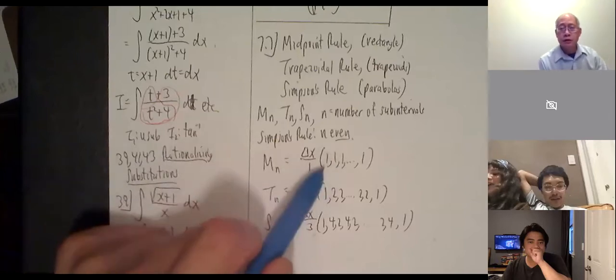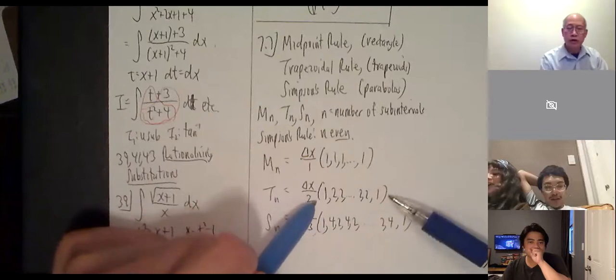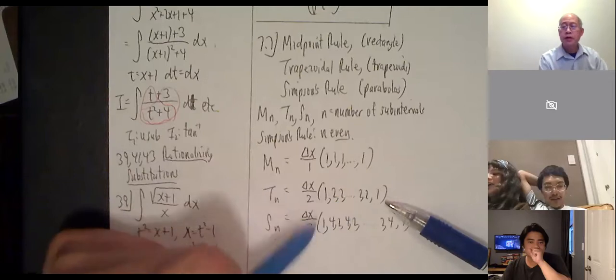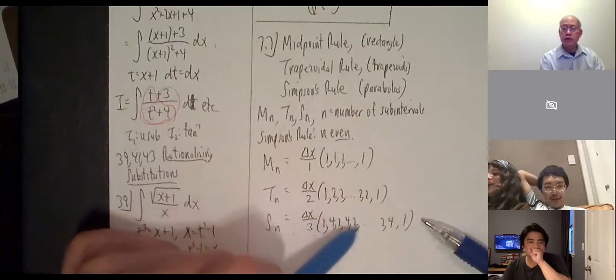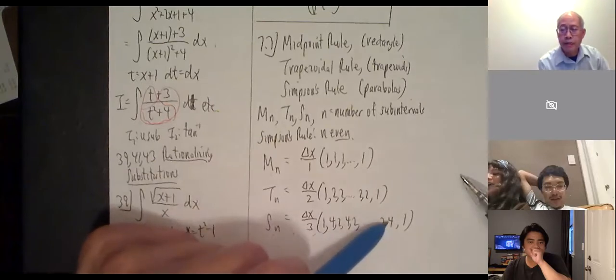The midpoint one is all 1s: 1, 1, 1, 1. For this one, you start with a 1, end with a 1, and in between are all 2s. Simpson's rule, start with a 1, end with a 1, and then in between you alternate 4, 2, 4, 2, and so on, 4, 2, 4, and then a 1. This one should never be a 2 if you do it the right way. This one should be a 4. This one should be a 1.